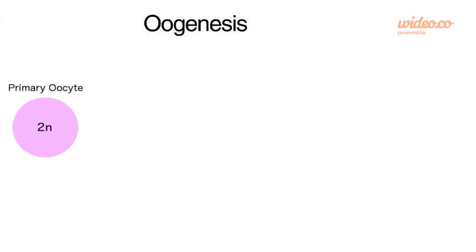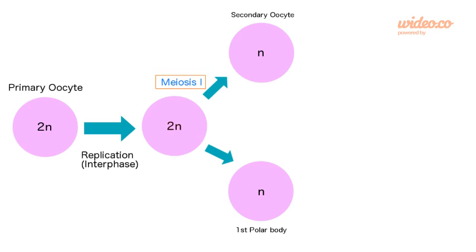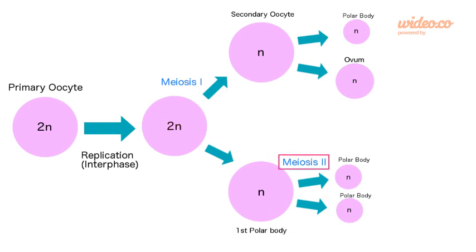Oogenesis is the formation of egg cells. The primary oocyte is replicated during interphase so that it has two sister chromatids. Meiosis 1 takes place, and the primary oocyte is divided into a secondary oocyte and a polar body, each retaining sister chromatids. After meiosis 2, 3 more polar bodies are produced and 1 ovum is created. The polar bodies eventually disintegrate while the ovum matures with single chromosomes.